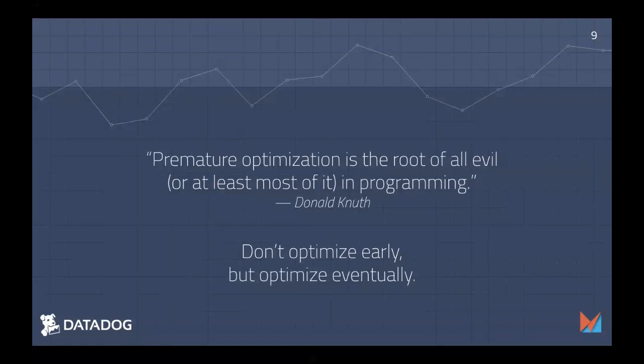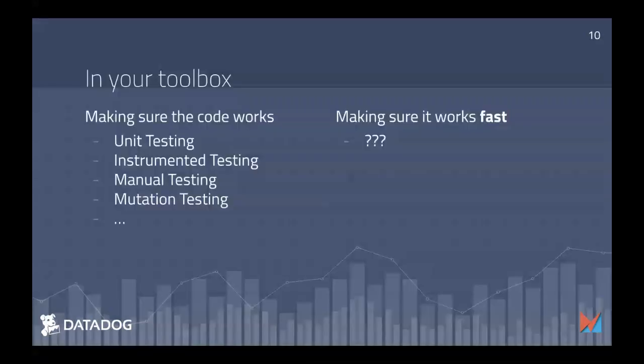Because, of course, you need to first know that your code works as intended, that it does the correct thing. So you don't need to make it work fast if it doesn't do the right thing. But once you've proved that it works correctly, then you can make it work fast. And in your toolbox, you have lots of things to know if the code works and works as intended.